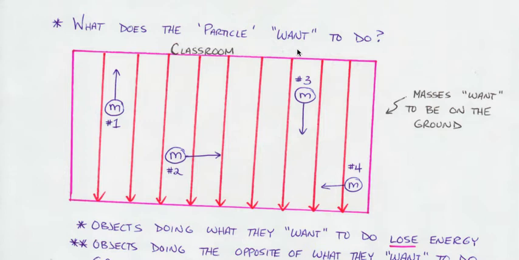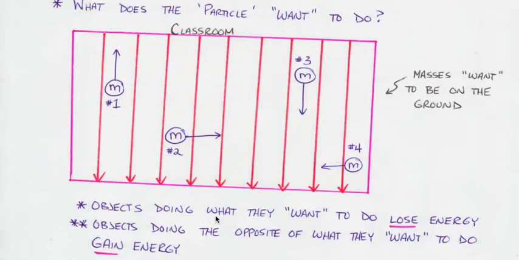I write want in quotes because obviously it doesn't want to do anything. But you need to think to yourself, what does the particle want to do? In this case, if this is a gravitational field, these masses want to be on the ground. If I let go of them, they're going to fall towards the ground. If you think about this for a second, objects doing what they want to do will lose energy. If I take a mass and I hold it up about 1 meter off the ground and let go of it, it will fall to the ground. And as it falls, it will be losing that energy. Yes, it will be converted to kinetic or sound or heat when it hits the ground, but it will be losing that potential energy.